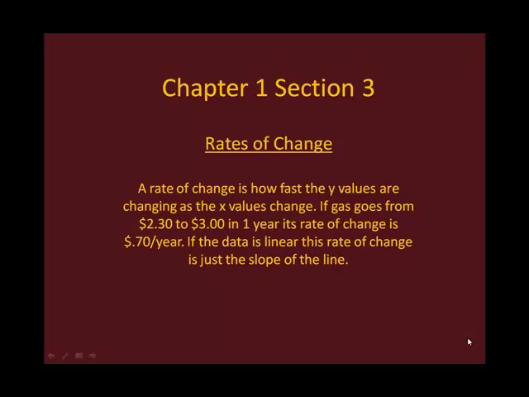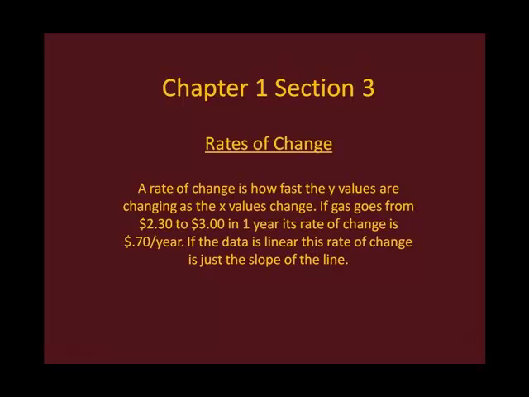Chapter 1, Section 3. Now that we've talked about linear functions, we can move on to look at functions in general. A lot of times we would like to know how fast a function is changing as you move. How to measure that is by letting x increase a certain increment every time and seeing how the y value changes. From that, we can make statements about the rate of change of the function.